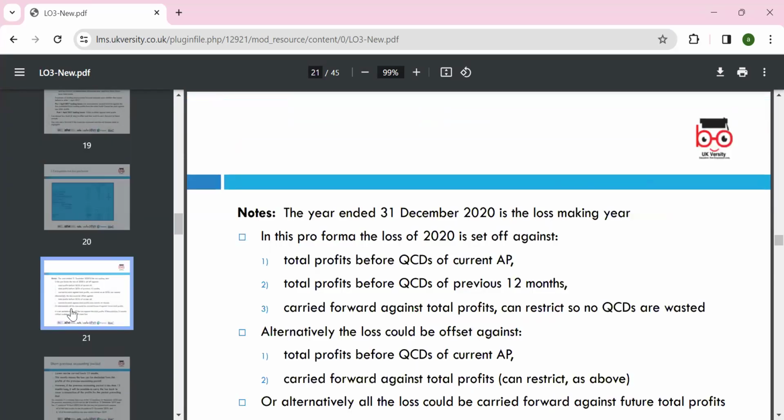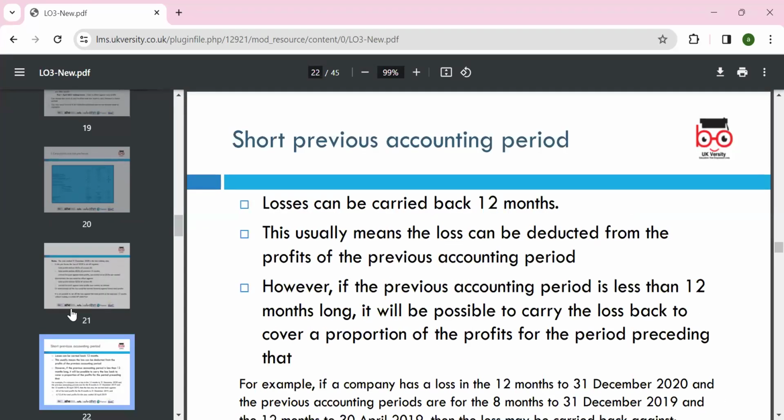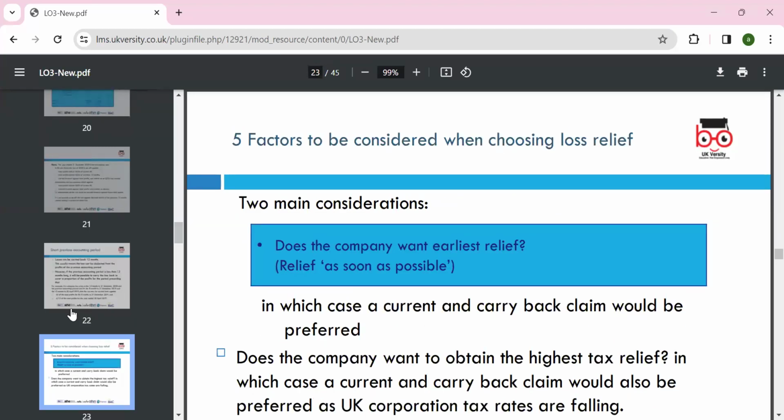Okay, so next, each year we can apportion the profit, depending on your accounting period, which we can qualify. In the short previous accounting period, the losses can be carried back 12 months, and this usually means the loss can be deducted from the profit of the previous accounting period. However, if the previous accounting period is less than 12 months long, it is impossible to carry the losses back to cover the proportion of the profit for the preceding period. So that's what we need to look at.